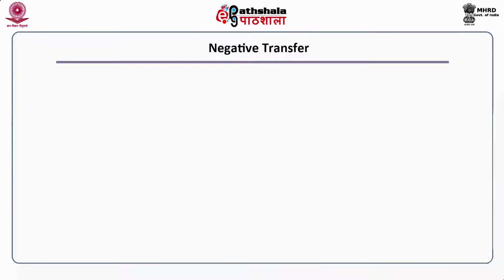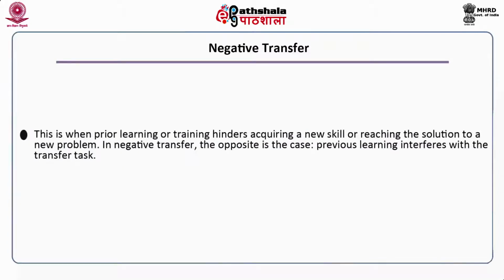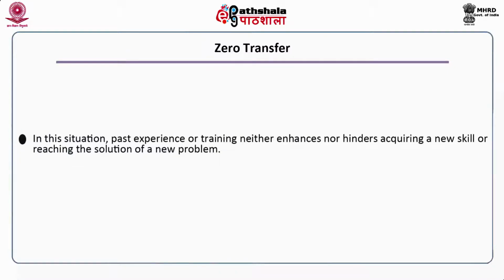Negative transfer. This is when prior learning or training hinders acquiring a new skill or reaching the solution to a new problem. In negative transfer, the opposite is the case. Previous learning interferes with the transfer task. Zero transfer. In this situation, past experience or training neither enhances nor hinders acquiring a new skill or reaching the solution of a new problem.